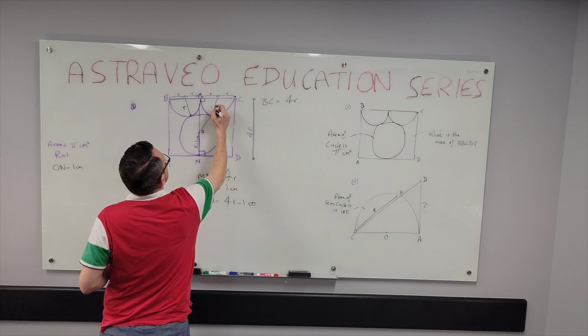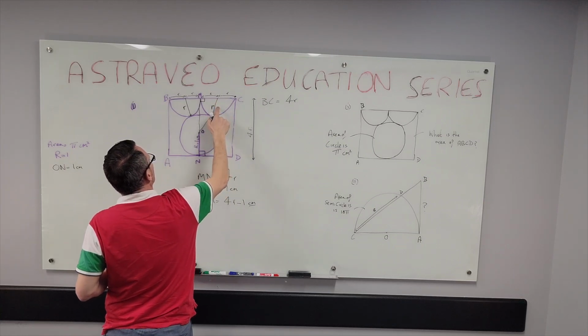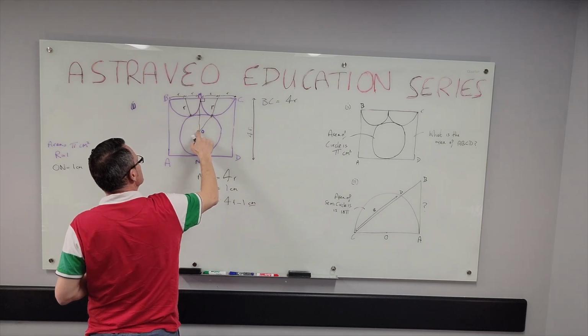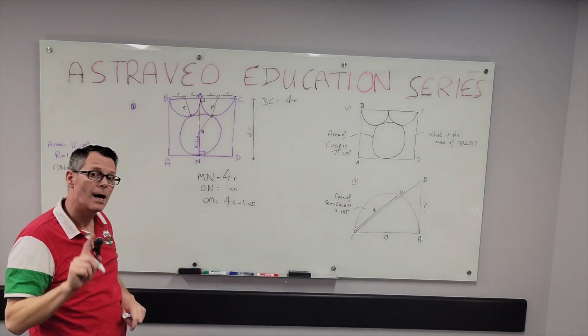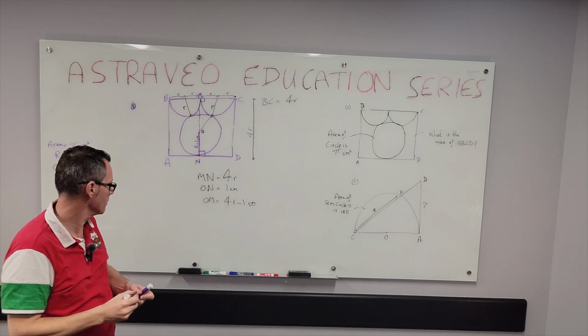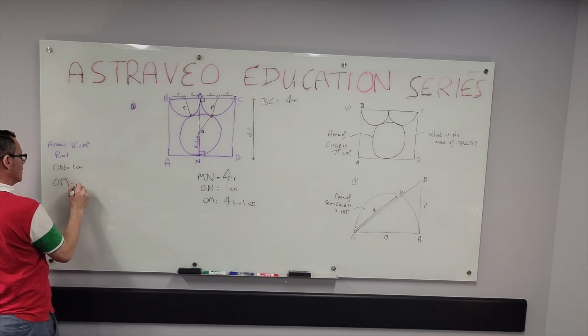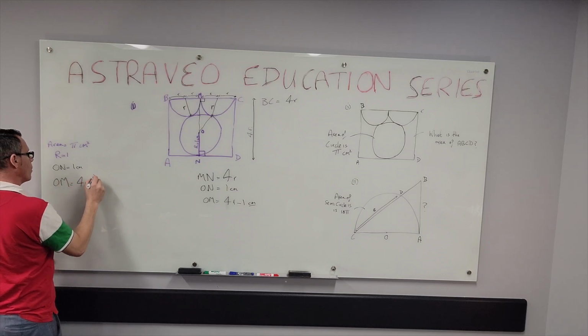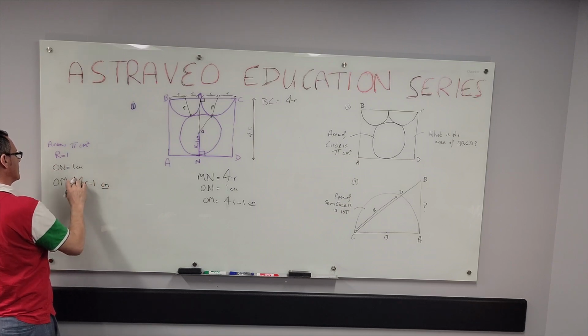We know this length, r. We know this length, and we have a right angle triangle, and we know the base length is r up here. I think we can do some Pythagoras' theorem. I think we are okay. So OM, I'm going to write it over here. 4r minus 1 centimeters.